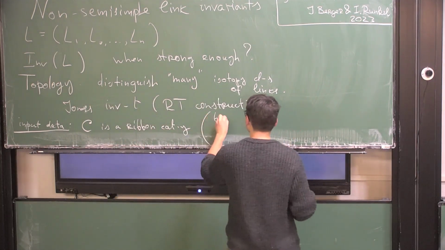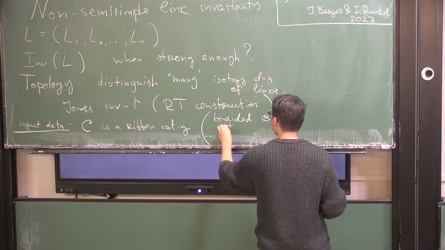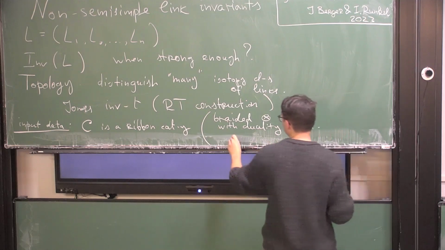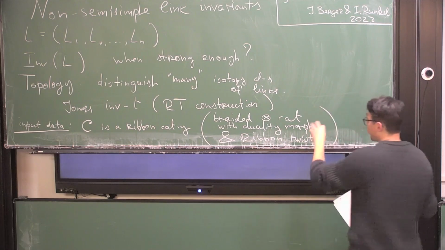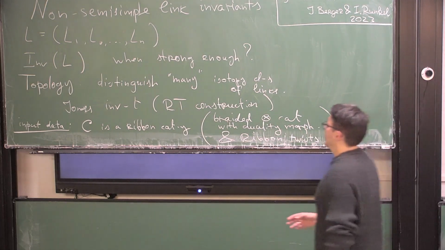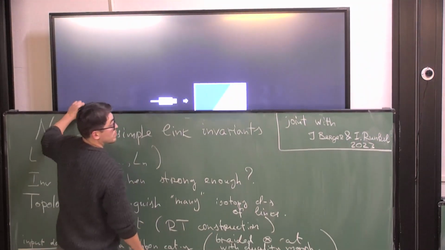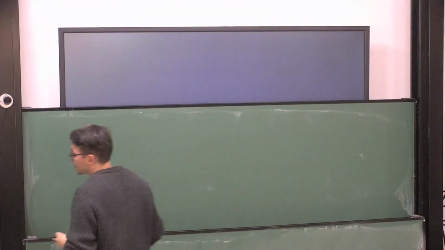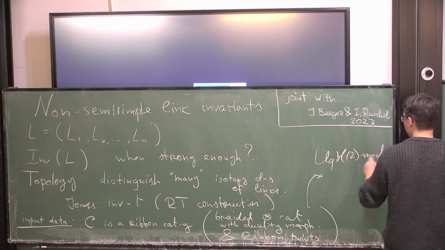I'm sure many people are familiar, but just recall it briefly. It's a braided tensor category with duality, with duality maps, evaluation and coevaluation morphisms, plus ribbon twists. And they satisfy all kinds of compatibility conditions, so it's a kind of algebraic gadget that allows us to construct an invariant. So what's the idea? An example of such a ribbon category, of course, is the category of, for example, quantum SL2 finite dimensional representations.